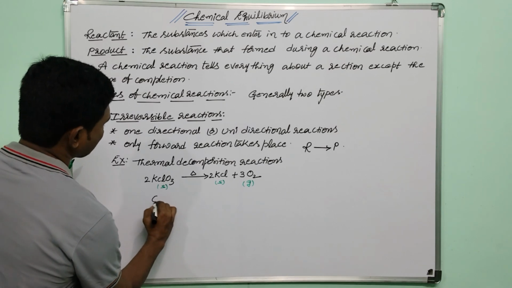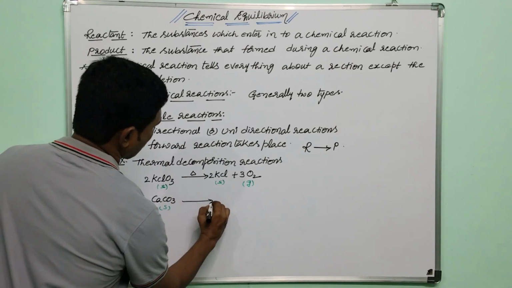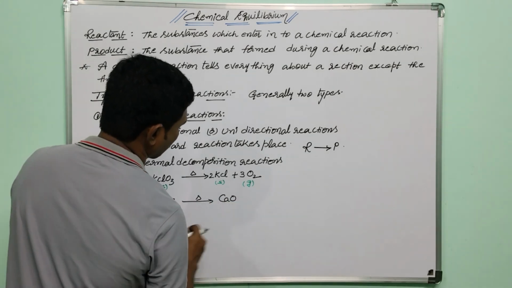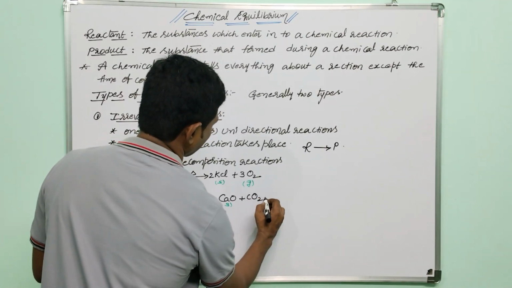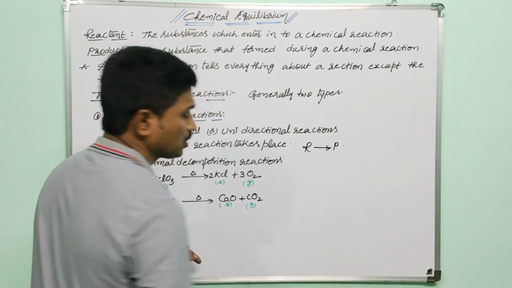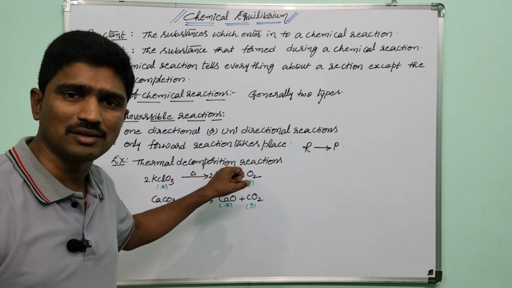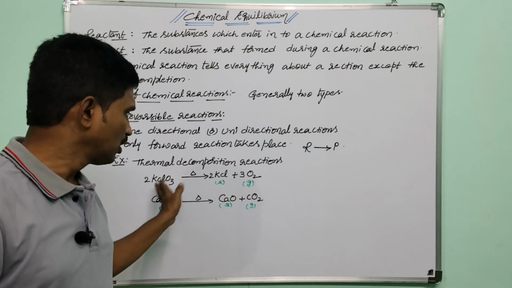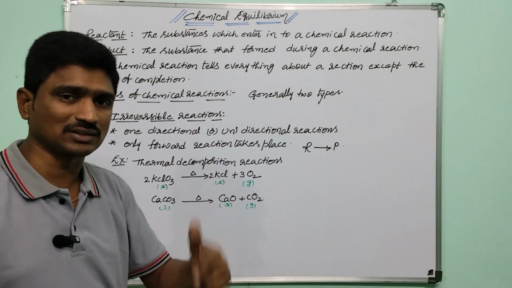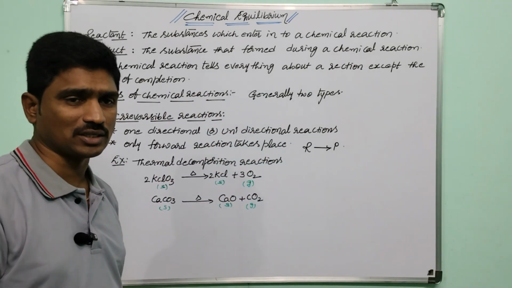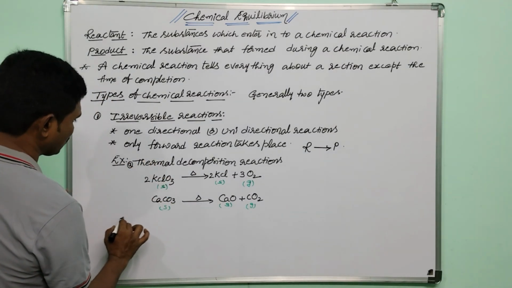Next, calcium carbonate, CaCO3, another solid, which on thermal decomposition gives quicklime, a solid, and carbon dioxide, a gas. So another thermal decomposition. In these two reactions, the products never recombine to give reactants. So when products are formed, the reaction stops. That's why it is called an irreversible, one directional reaction. First example, thermal decomposition. Okay. Next, second type.